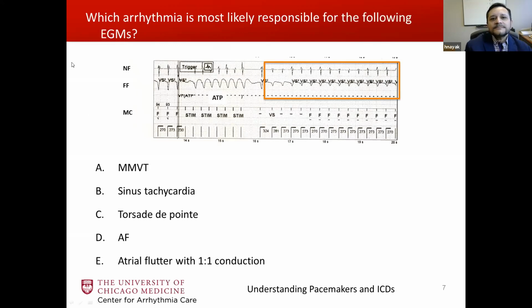Here's the second question. Which arrhythmia is most likely responsible for the following electrograms? This dysrhythmia was generated after ATP was delivered. A is monomorphic VT. B is sinus tachycardia. C, torsade de pointes. Is this AFib, or is this atrial flutter?